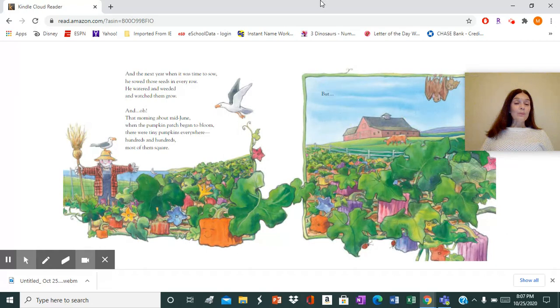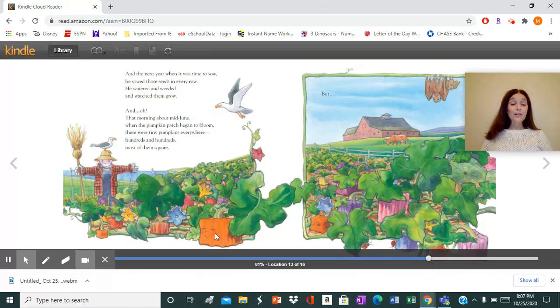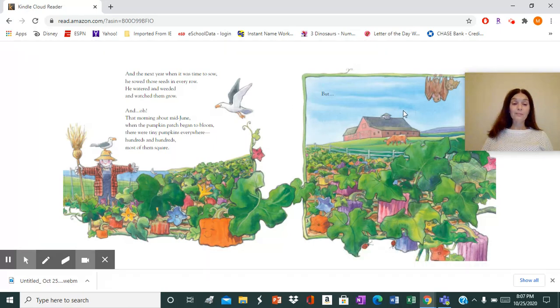And the next year, when it was time to sow, he sowed those seeds in every row. He watered and weeded and watched them grow. So the next year, the farmer took Spookley's seeds to plant new pumpkins. And oh, that morning, mid-June, when the pumpkin patch began to bloom, there were tiny pumpkins everywhere, hundreds and hundreds, and most of them square, because they came from Spookley's seeds.